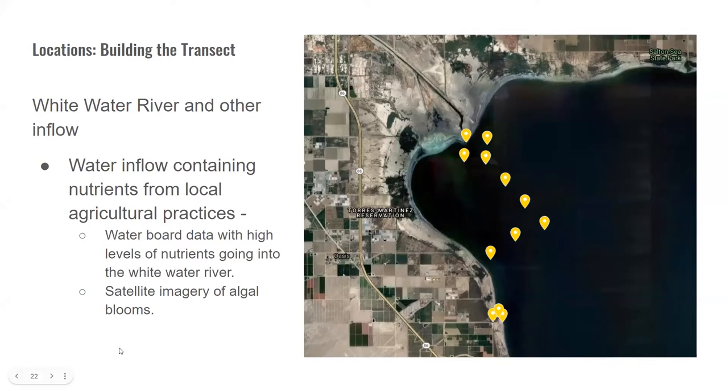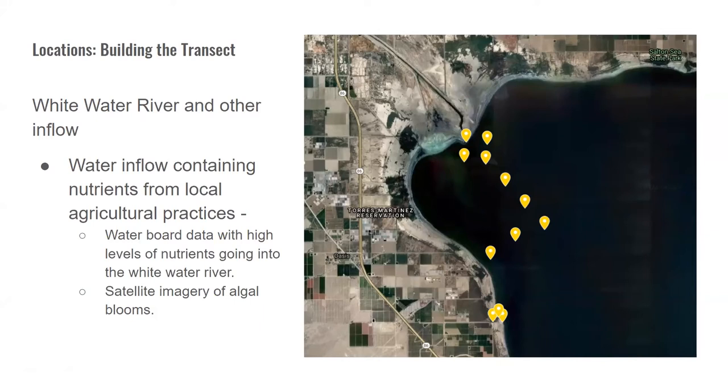Yeah. We want to visualize the transect that we built to see the actual sites that we chose to collect water samples so we could then analyze. In this image right here, you can see the bottom middle of the image. That's going to be our inland sites. Those are two ag canals, agriculture canals directly connected to the Salton Sea.